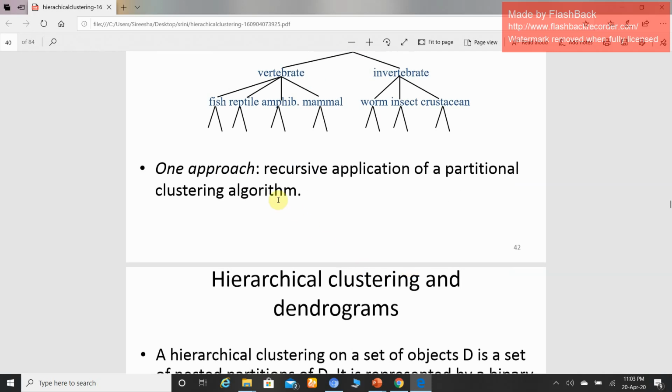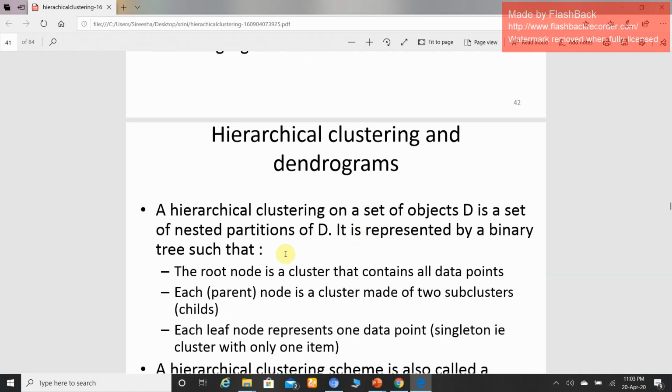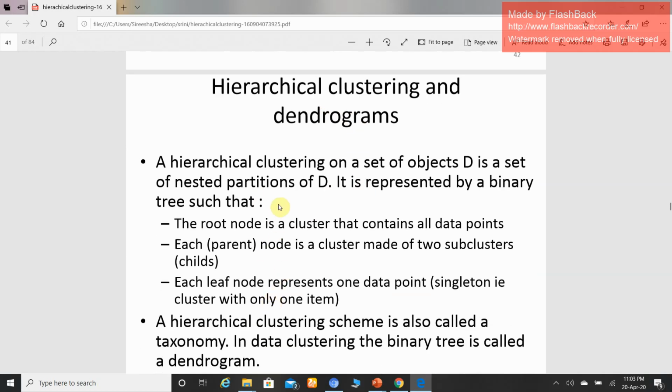One approach for hierarchical clustering is recursive application of a partitional clustering algorithm. So here we are going to observe hierarchical clustering and dendrograms. A hierarchical clustering on a set of objects D is a set of nested partitions of D. It is represented by a binary tree. The representation of hierarchical clustering is called a dendrogram.